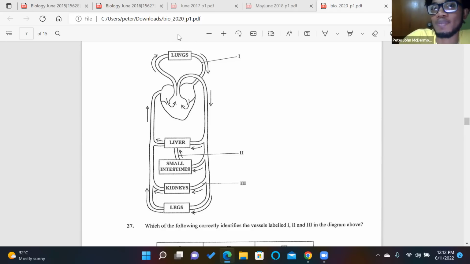Actually, that's kind of a lie. Well, no, it's not. Yeah, pulmonary vein. So that's 1. What's this? If this is the vein, what's this? Artery. And what's the name of it? Pulmonary artery. What's this?